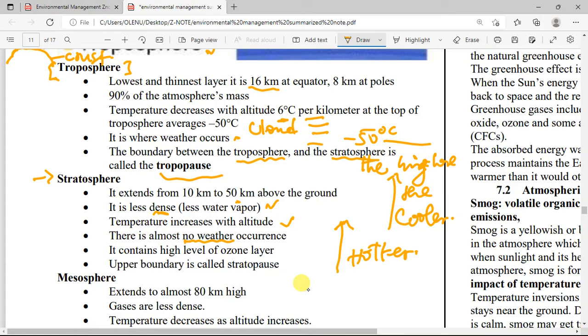It contains a high level of ozone, and the ozone has the ability to absorb sunlight. It absorbs ultraviolet radiation from the sun, which is used to warm that layer. That is why the higher you go within that layer, the hotter it becomes. And the upper boundary separating the stratosphere from the next layer, which is the mesosphere, is called the stratopause.